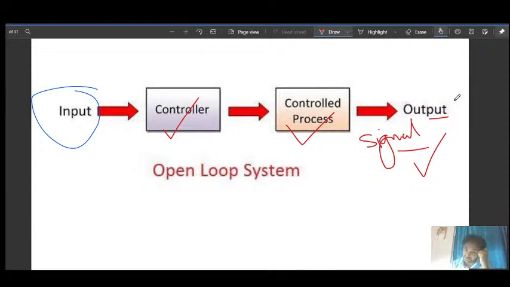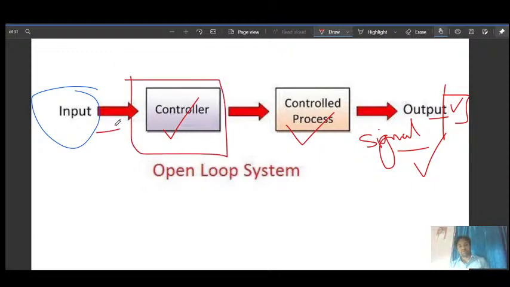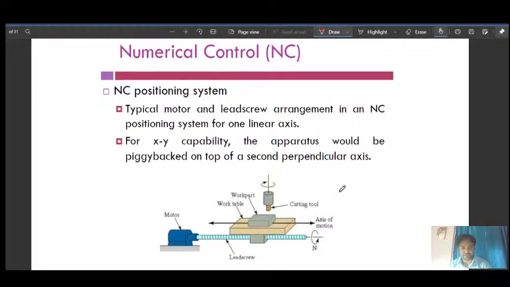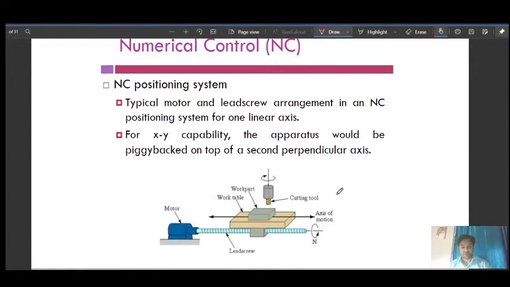So we will see what that subsystem, that system is here, and then we will also see the controller, how it controls from input to output. So as you can see in the components of NC system, what do we have in NC system? This is about a component of NC system. So how do we position the NC system?